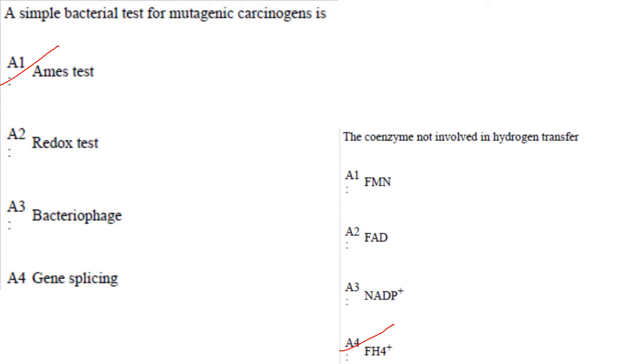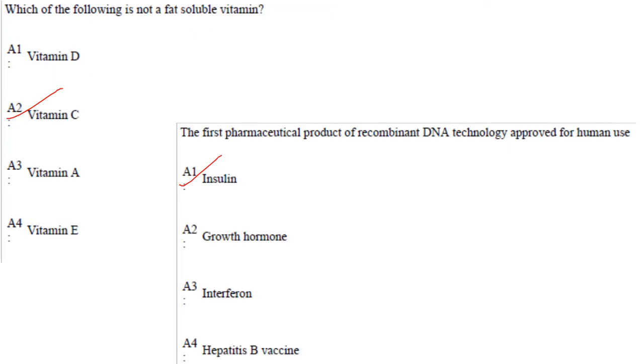Then next one, the coenzyme not involved in hydrogen transfer is FH4. Answer is option D4. Then which of the following is not a fat soluble vitamin? D is fat soluble, C is not fat soluble, it is water soluble, A and E are fat soluble vitamins. Then next one, the first pharmaceutical product of recombinant DNA technology approved for human use. It is humulin, nothing but human insulin. So the answer here is option 1.